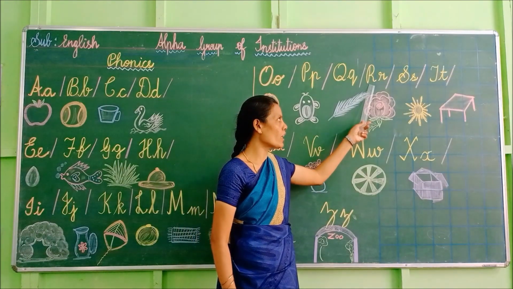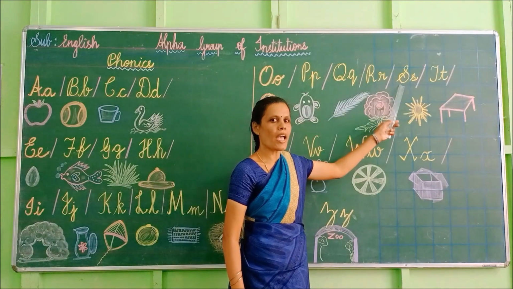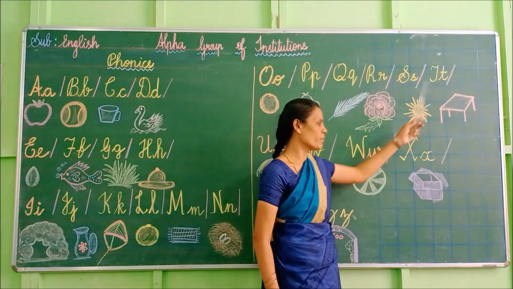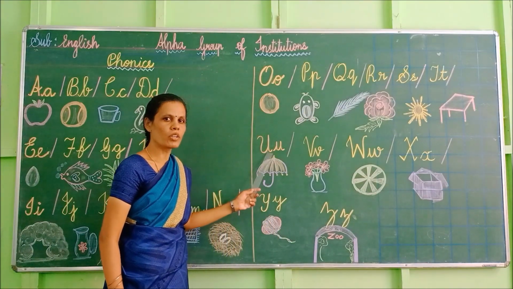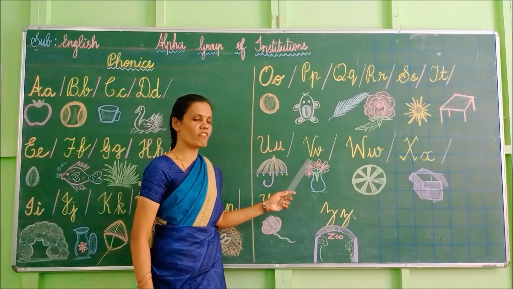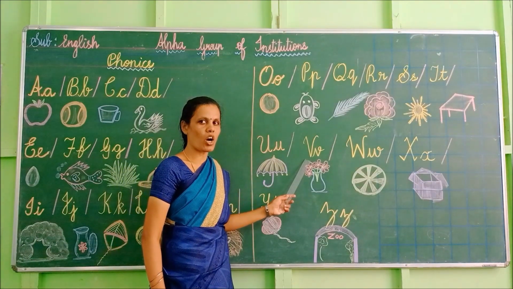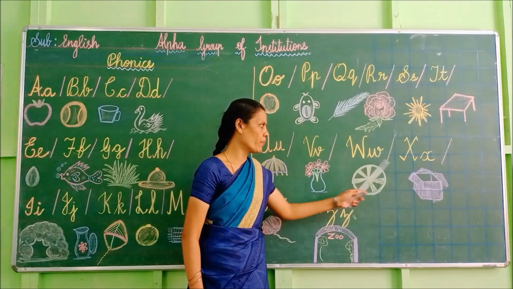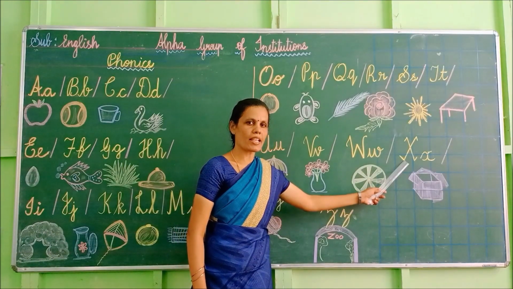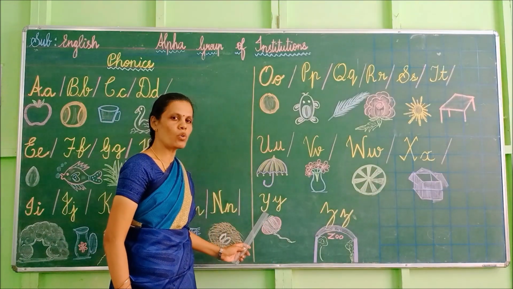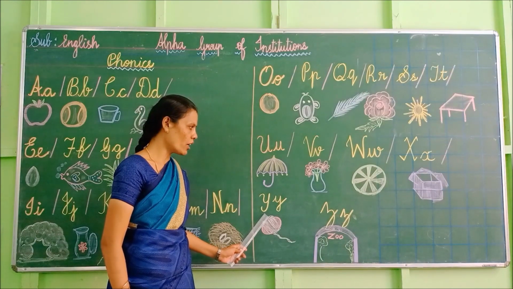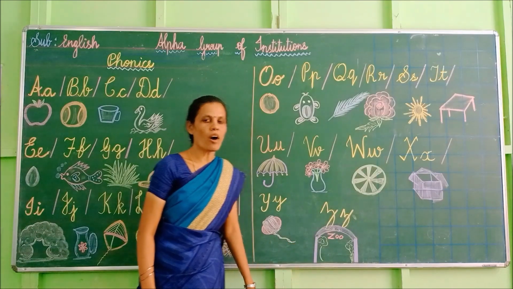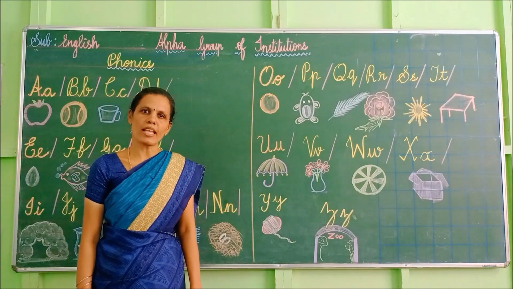S sounds S. T sounds T. U sounds U. V sounds V. W sounds W. X sounds X. Y sounds Y. Z sounds Z. I hope you all learned the sounds. Now we'll move on to the next part.